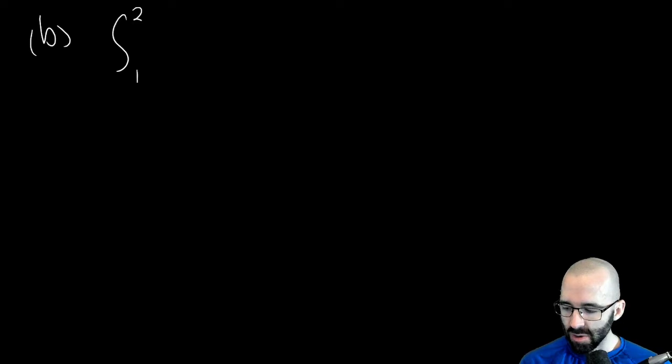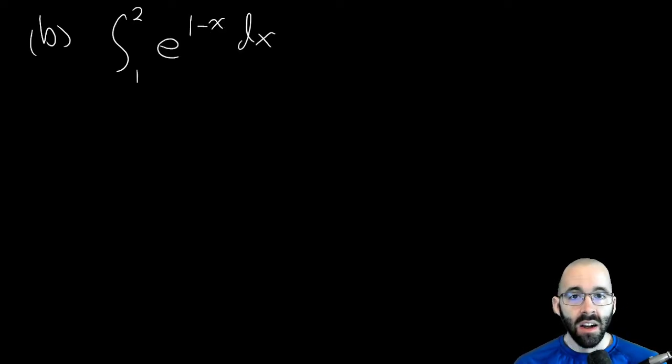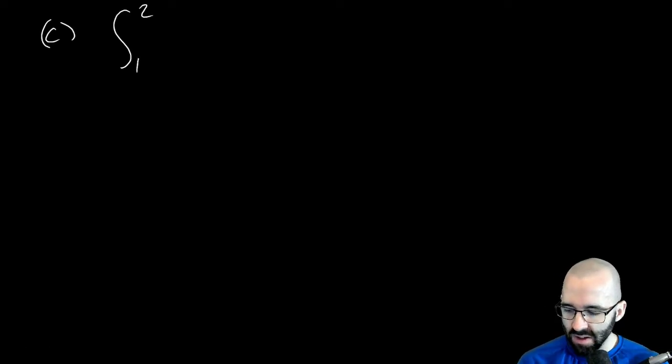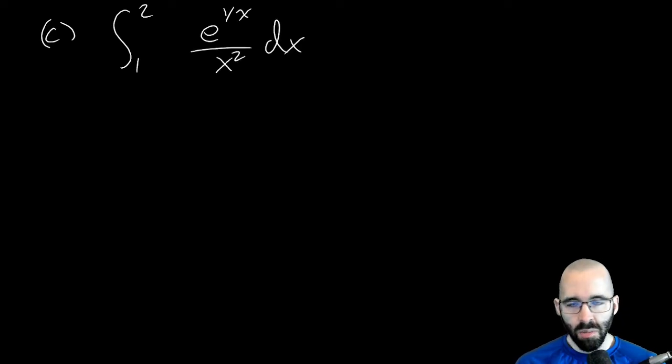Integral from 1 to 2 of e to the 1 minus x dx. Remember, you can do u substitutions with definite integrals too. It's going to be the same idea here. I'd recommend that you pause the video right now and try to do this problem as well as the next problem on your own. The next one will be the integral from 1 to 2 of e to the 1 over x squared dx. So try to pause this and do both of these and see if we get the same thing.